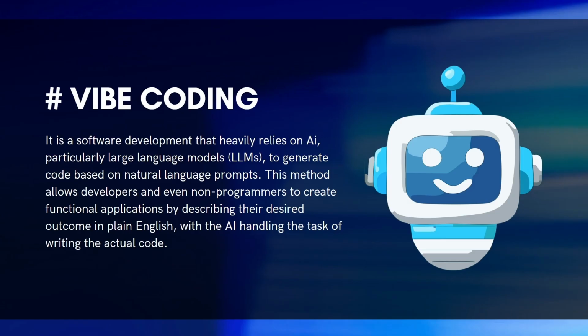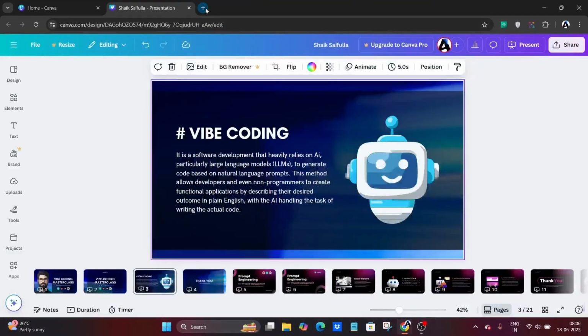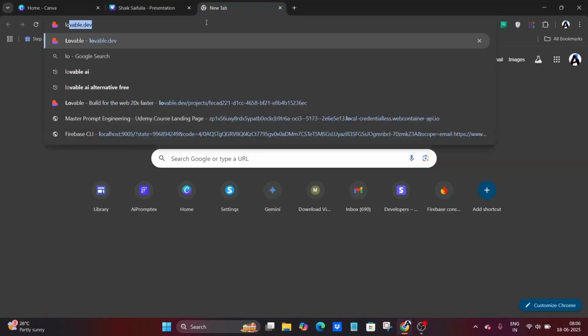So if you are a developer or a non-programmer, it can easily help you to create applications very easily by just describing your desired outcome in plain English. That is simple. Just as an example, I will show you to understand better. So I will go to lovable.dev.